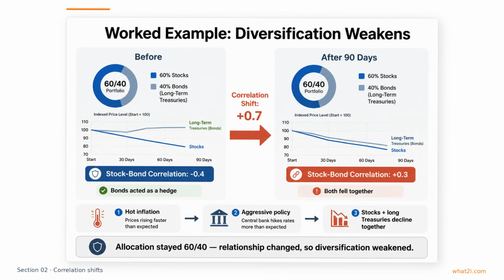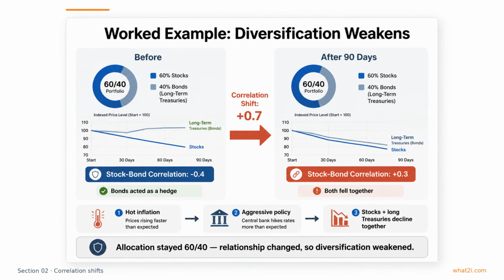Initially, the stock-bond correlation was around -0.4, which meant bonds were acting as a meaningful hedge. Over the following 90 days, that relationship rose to positive 0.3. The shift of positive 0.3 is large enough to materially change how the portfolio behaves. Stocks and bonds were still both present, but bonds were no longer providing the same protection. That is a useful reminder that diversification depends on relationships, not just on holding more than one asset class.